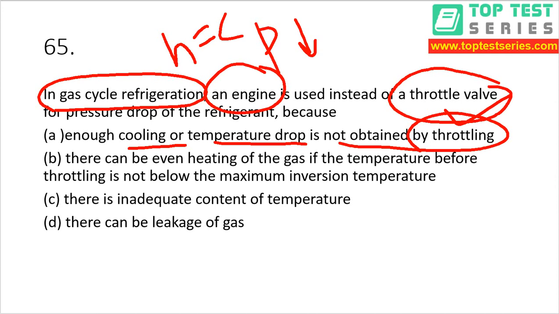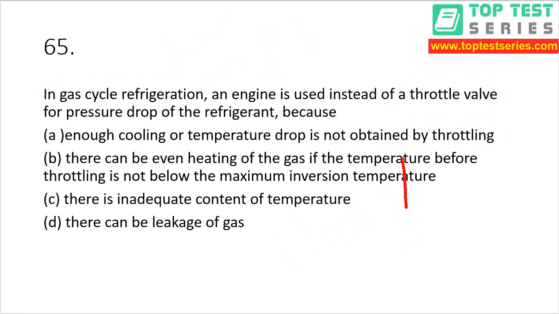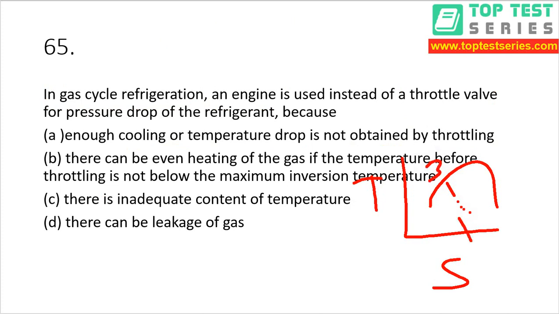One more thing. The throttling process is also known as an isenthalpic process, because in this process enthalpy is constant. In case of VCRS, if we go for the VCRS TS diagram, the dash line is always there because it is reversible. So 3 to 4 is the throttling process.